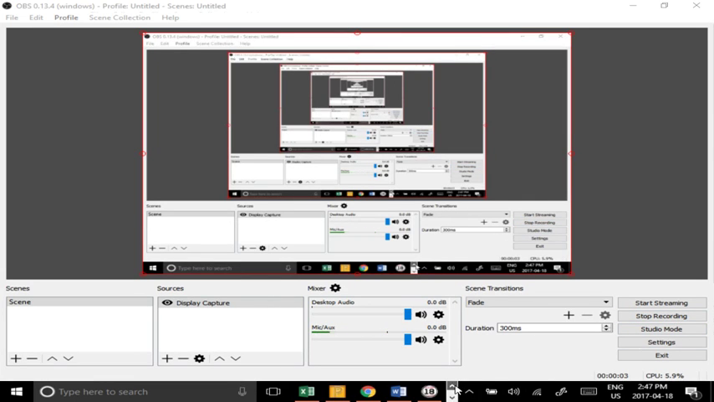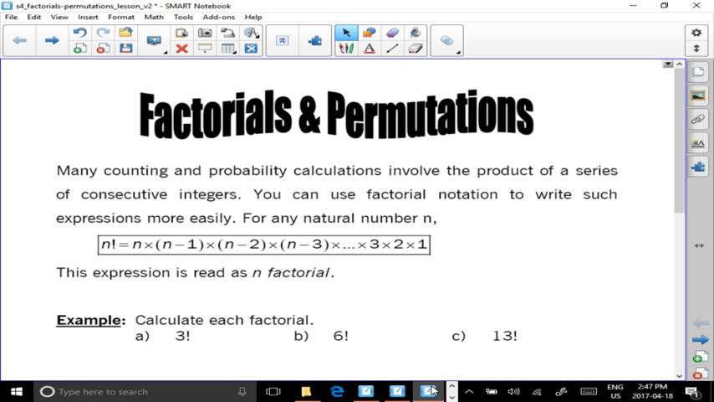Today's lesson will be on factorials and permutations. Many counting and probability calculations involve the product of a series of consecutive integers. You can use factorial notation to write such expressions more easily.